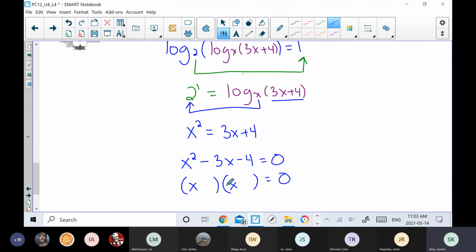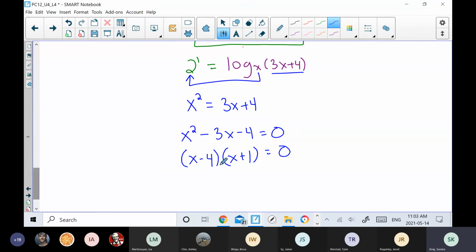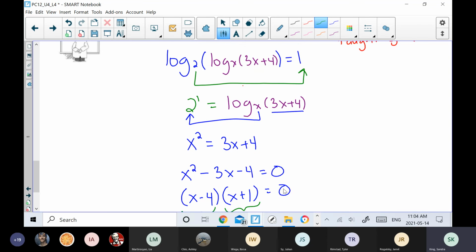Find what gives you a product of -4 and a sum of -3. That would be -4 and +1. I'm just going to double check. -4 plus 1 is -3. -4 times 1, yep, -4 there. Okay, now we could solve. X is equal to 4. X is equal to -1. And then from here, we would have to verify. It's not quite a bit of work to verify, but remember, we're always verifying in the original. And I'll show you how you would do that.